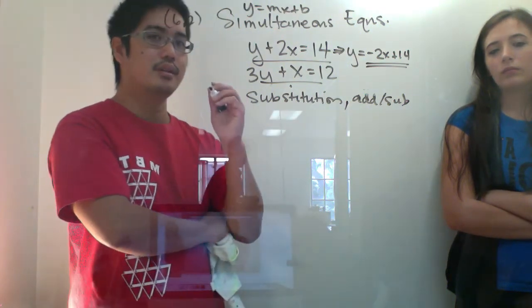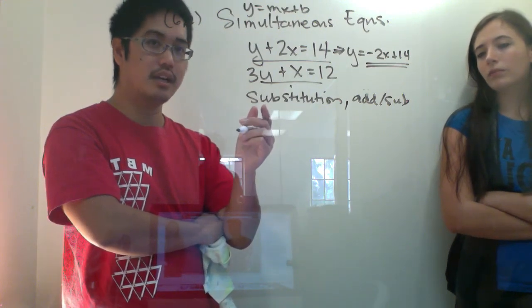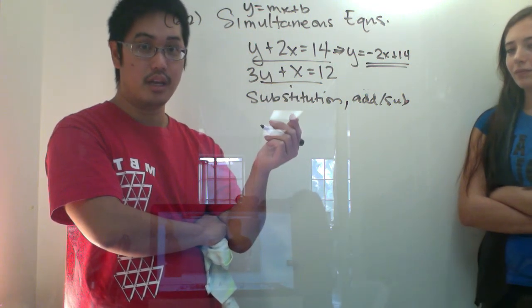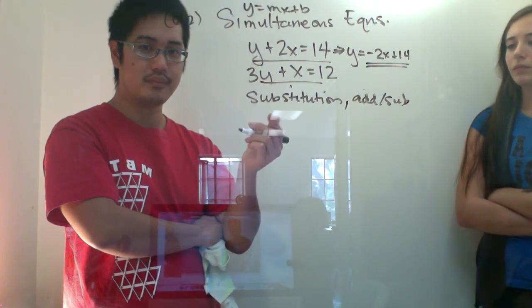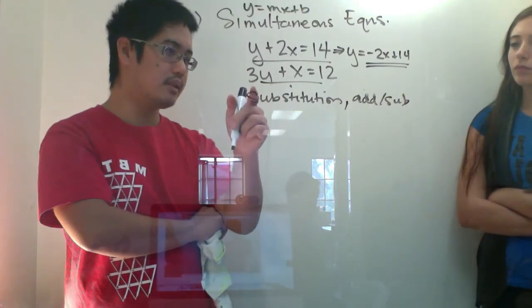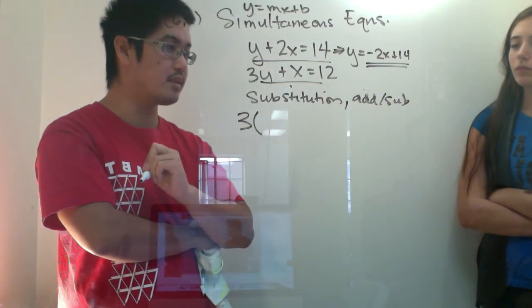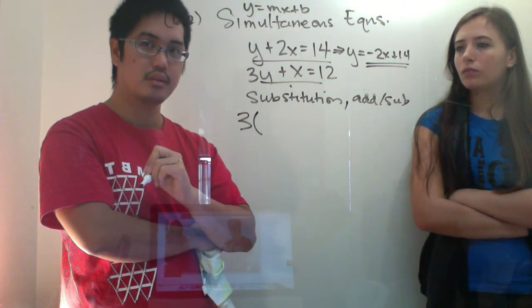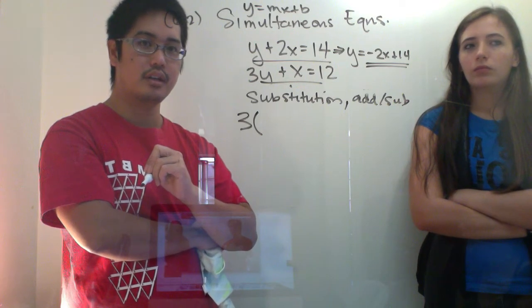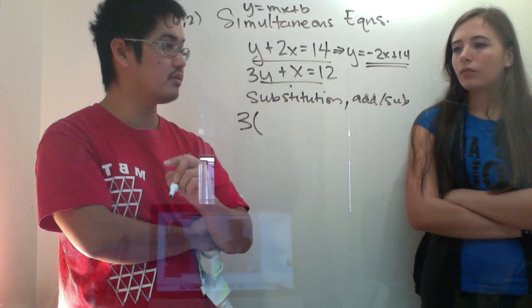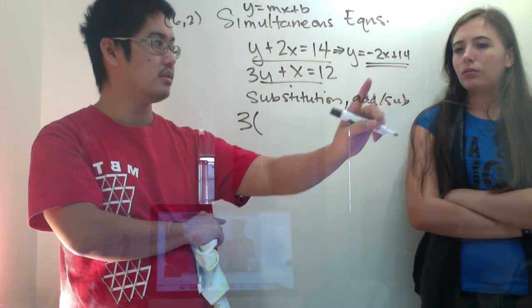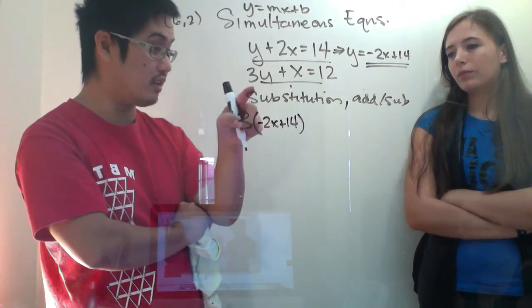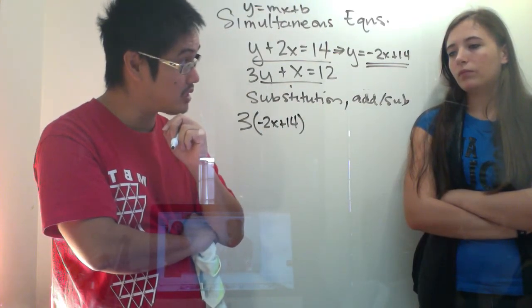Alright. I know this is going to be a long video, and I apologize, but this is an important concept. I want to go through it slowly, and I want you guys to really understand this. So, I'm going to rewrite this thing as 3 times y, but what is y equal to? Negative 2x plus 14. So basically I did 3y, but instead of writing y, I wrote what y is equal to. Does that make sense?